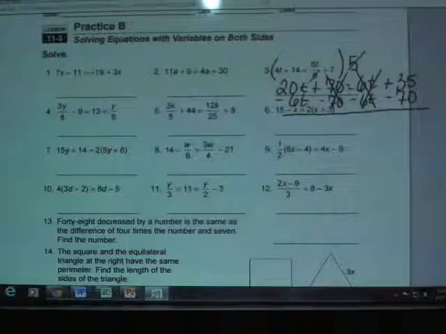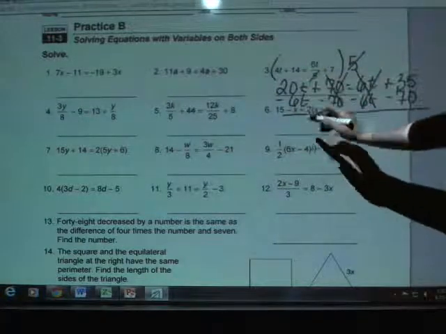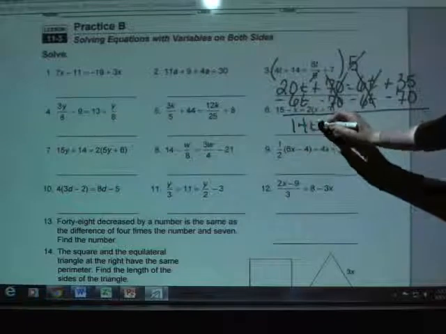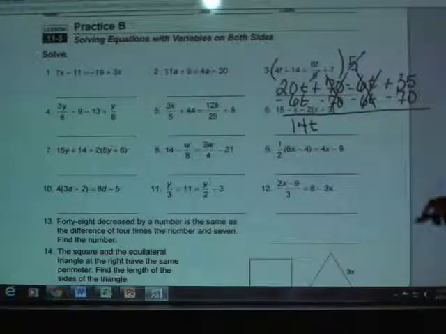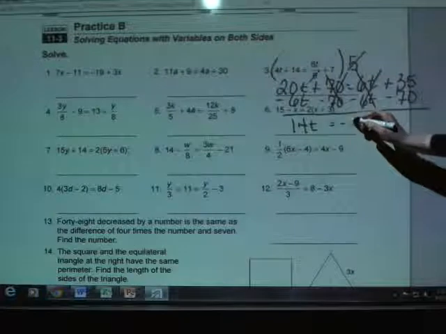Alright, so if I simplify this down to what I have now, I have 14t over here from 20t minus 6t, and I've got 35 minus 70 over there, which is negative 35.